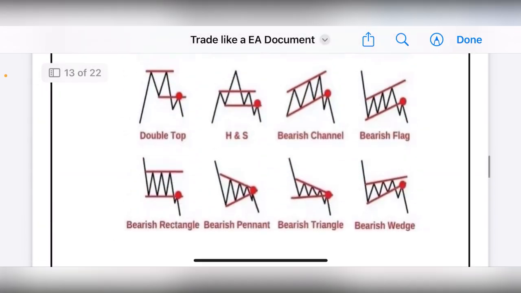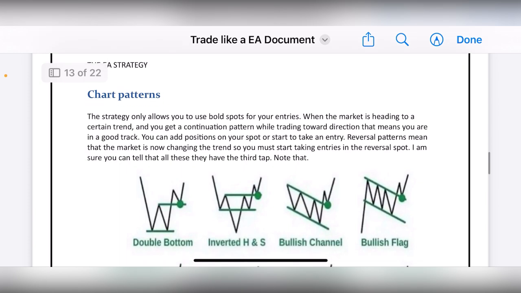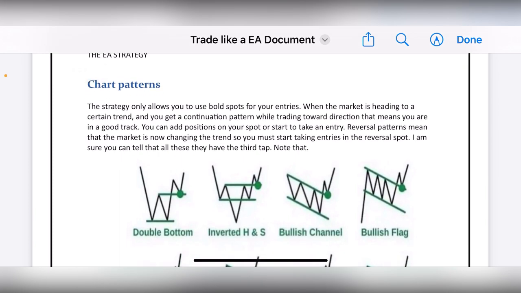Page number 12. Okay, here are chart patterns. The strategy only allows you to use bold spots for your entries. Which bold spots are those? You see those dots that you see when the market is reversing. Those are the entries that I'm talking about.